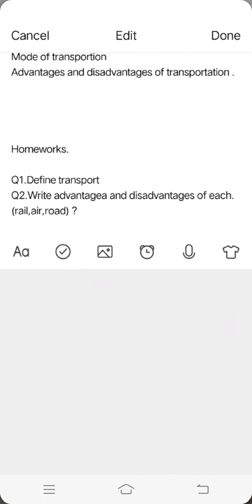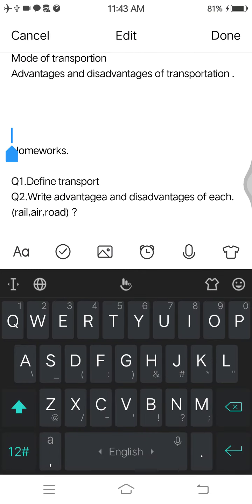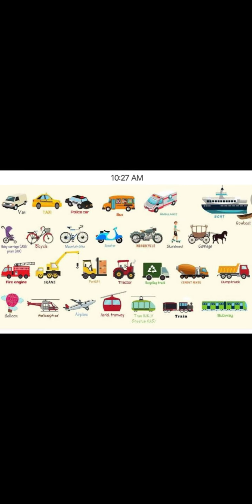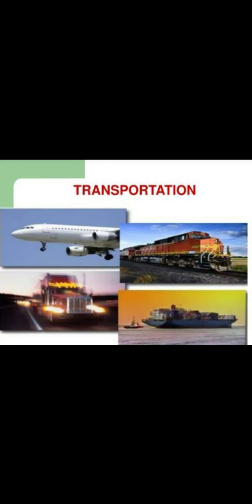Today our topic is transportation and communication. In today's lecture, we will only discuss transportation and the advantages and disadvantages of each. You will learn about the modes of transportation and their advantages and disadvantages. First, we will find these kinds of transportation in our surroundings, like road, air and water.